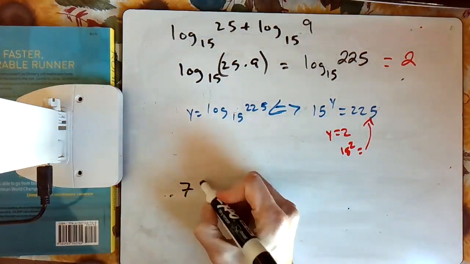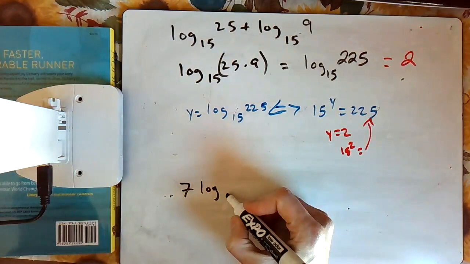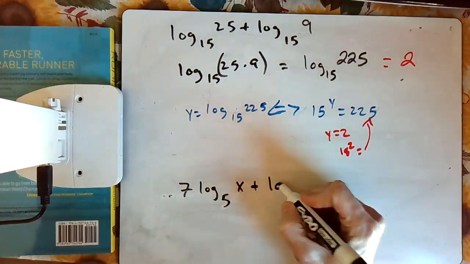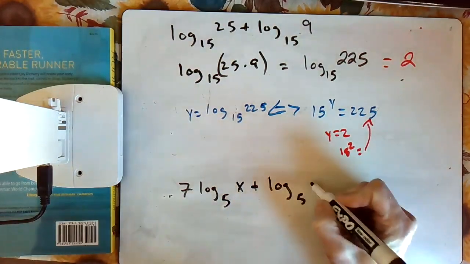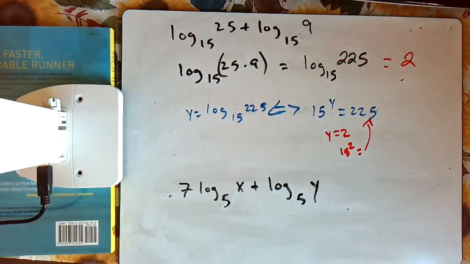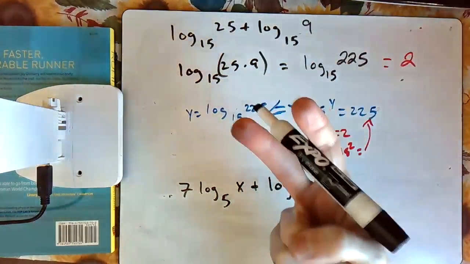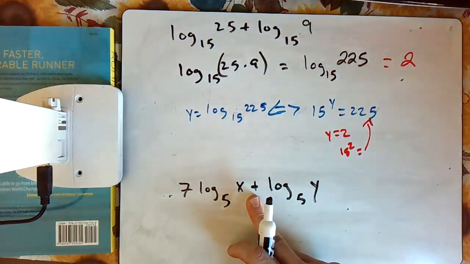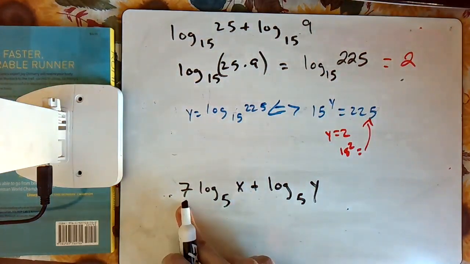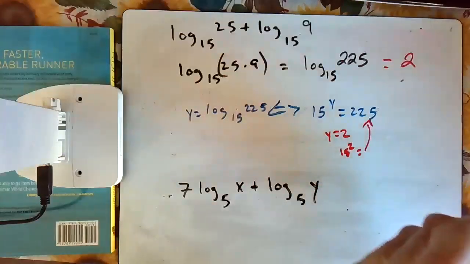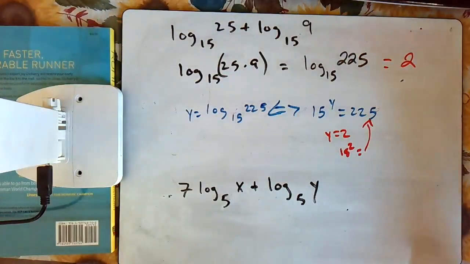Let's try this: 7 log base 5 of x plus log base 5 of y. So right here, what's going on? We have two properties going on. You see the addition sign, right? That's the product rule. But we also have this number out in the front, some term out in front of one of the logs. That's the power rule. So when you have multiple rules, what's the hierarchy? You go in the reverse order, right?